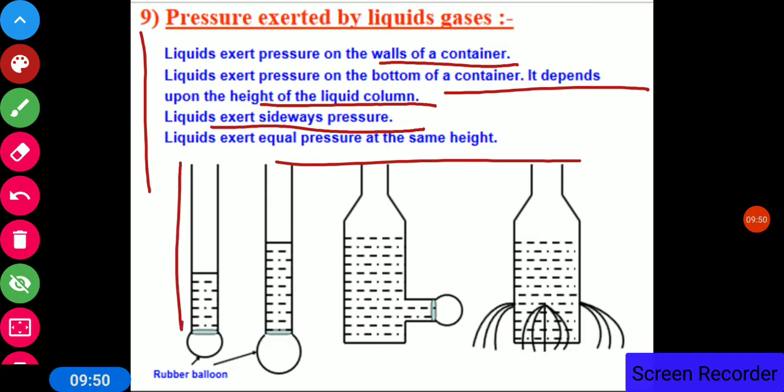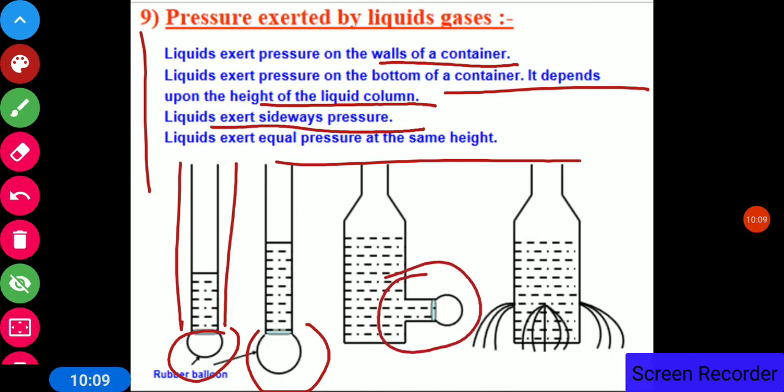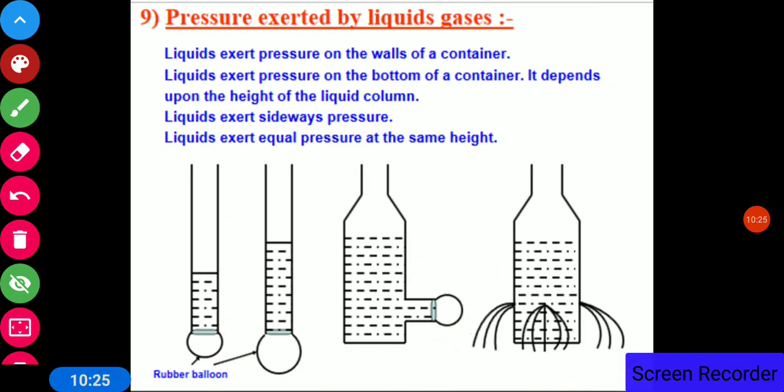If you have a tube filled with water and you put a rubber balloon under it, you will see that the size of the balloon is increasing. That is because of the pressure exerted by the liquid. Liquid exerts pressure on the bottom of a container. It also exerts pressure sideways. If there is a hole on the side and you put a balloon over it, you can easily observe that pressure is exerted by the water on the balloon. If you put holes on all the sides of a container, then the water comes out. That shows that liquid exerts sideways pressure.